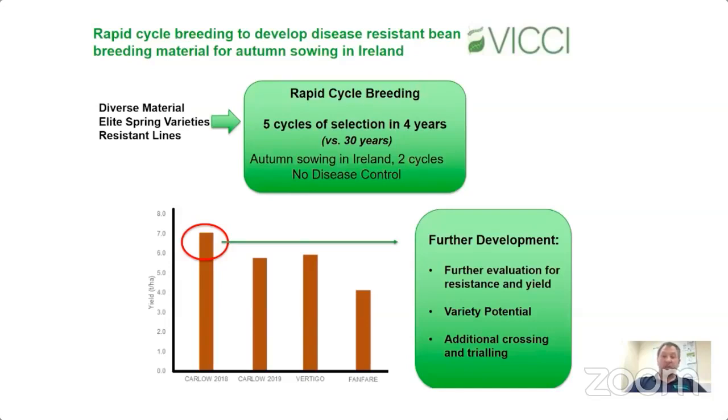At the end of the process, this material was trialed with elite varieties at Oak Park, and this shows the plot yields of the 2 field selection years in Ireland relative to 2 of the parental varieties, Fanfare and Vertigo. The selection performed in 2018 actually looks quite promising, and we're assessing the possibility of using it to develop autumn-sown disease-resistant varieties, although this will really require further assessment and might also involve further rounds of crossing and selection.